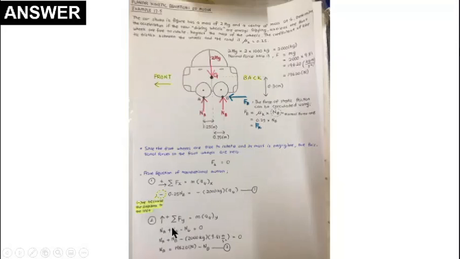For the y direction, up is positive, so sigma Fy equals m aGy. So we have here NA, NB, and also minus NG, the normal force at the body's mass center. So NA plus NB minus NG is 2000 times 9.81. Then you will get NA equal to 19,620 Newton minus NB. I denote this equation as equation 2.